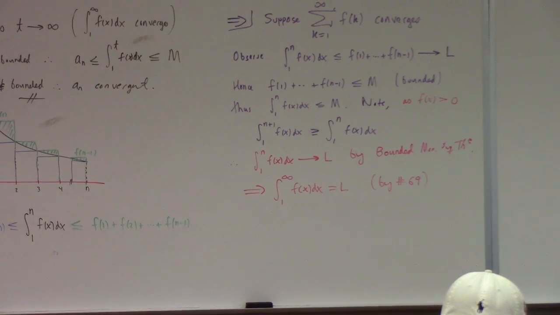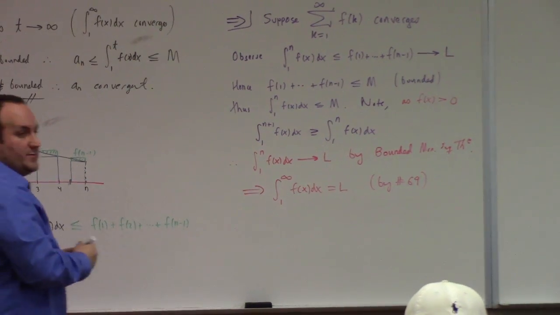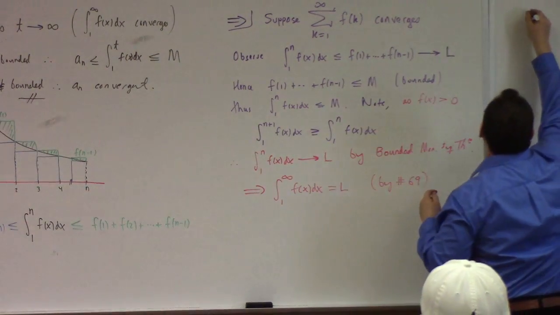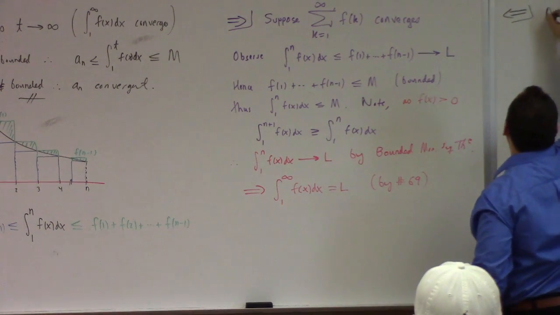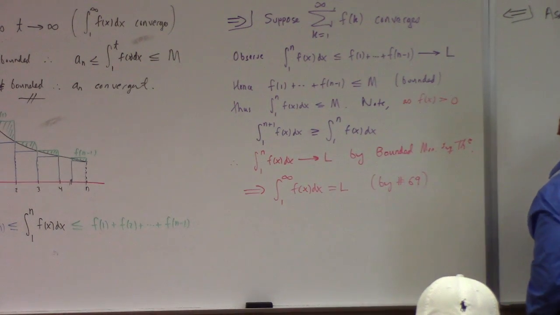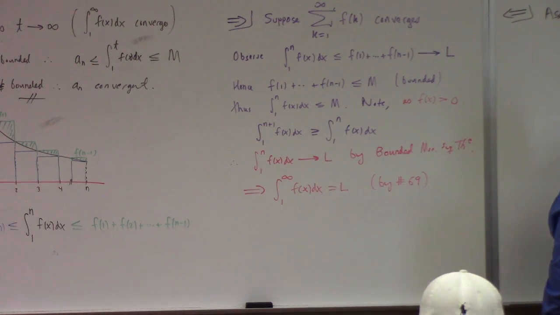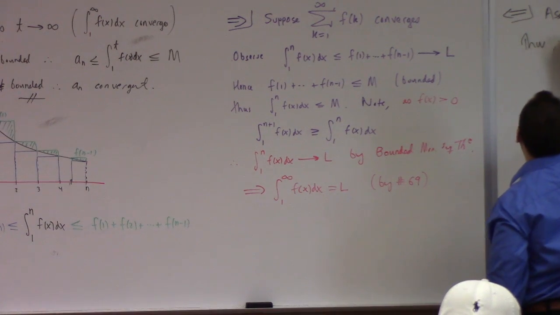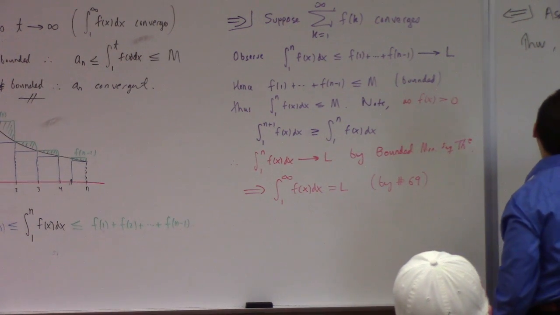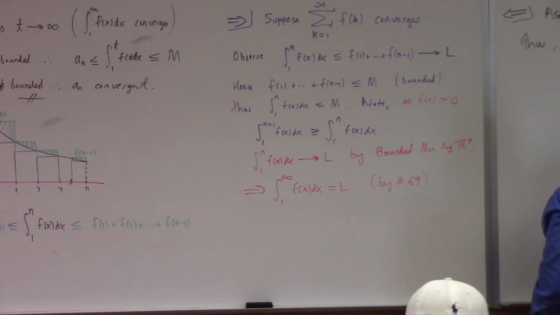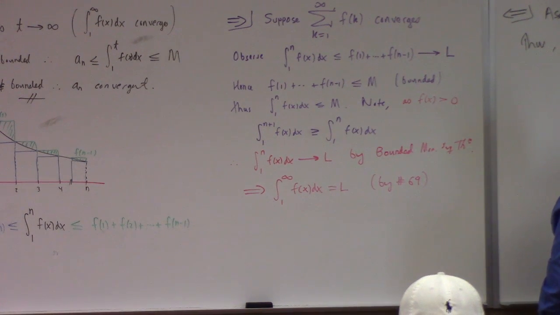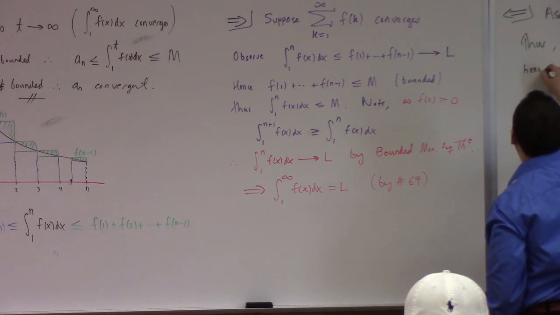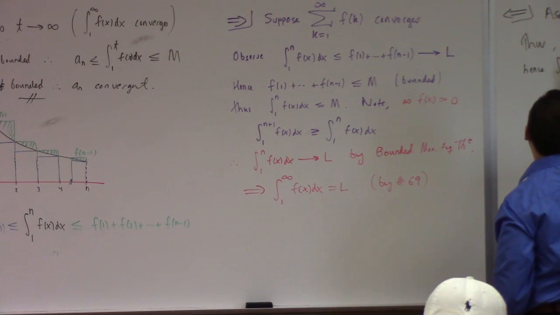And now we reverse the arrow. We got to do the other direction. Very similar argument. Assume the integral from 1 to infinity of f of x dx converges. Thus, by number 69, the sequence of integrals from 1 to n of f of x dx converges to L. Hence, the sequence of integrals from 1 to n of f of x dx is bounded.